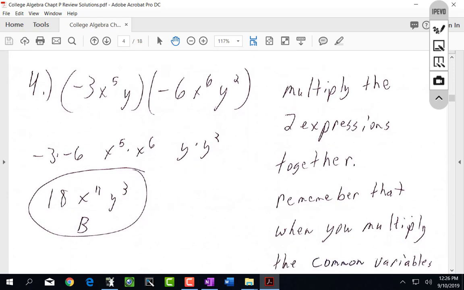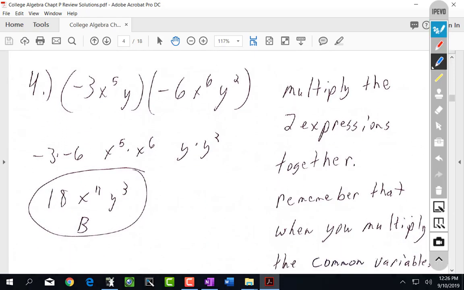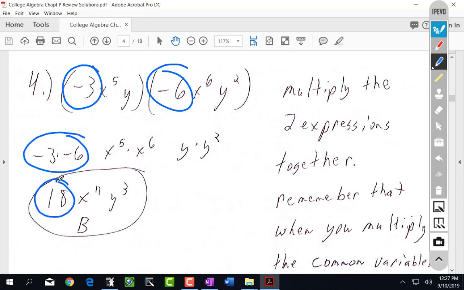On number 4, directions say simplify the exponential expression. I'm going to multiply my numbers together, and then I'm going to multiply my variables together. There's my two numbers, -3 times -6. That's going to give me a +18.